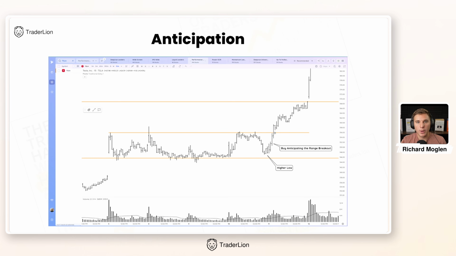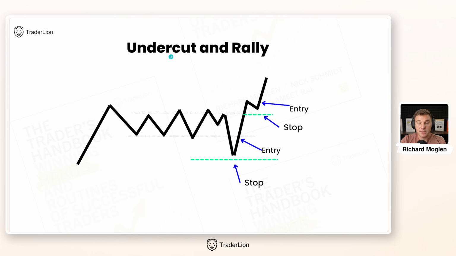Again, each of these 4 ways to trade a range can be combined with each other to build into a sizable position while managing risk. That's what's key, while keeping risk very, very tight. And we're off to the races and breaking out, and we know what Tesla did next. Next is my personal favorite, the Undercut-and-Rally.